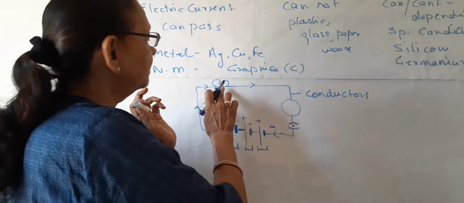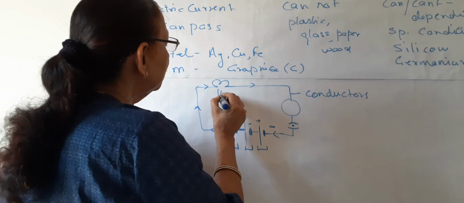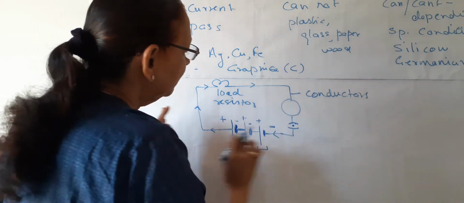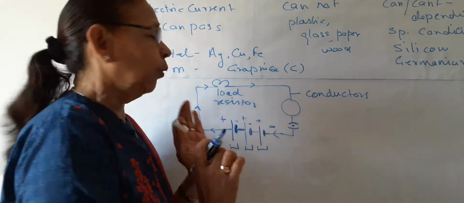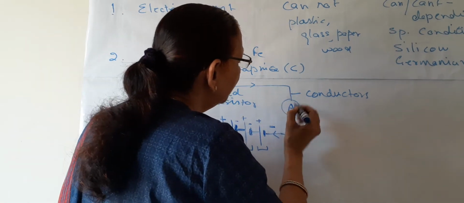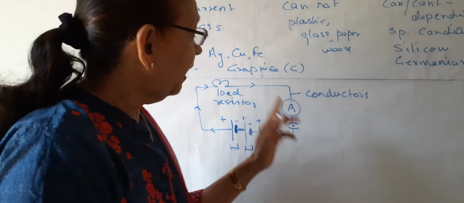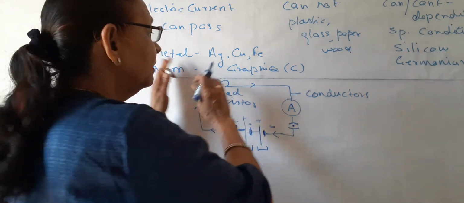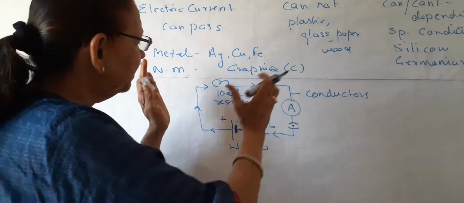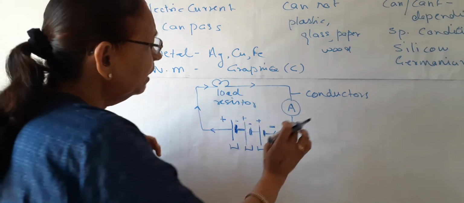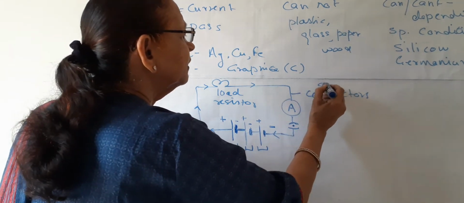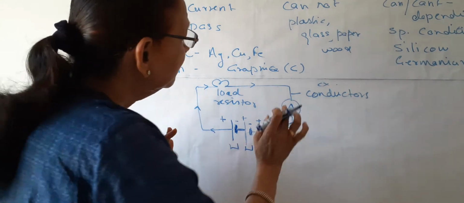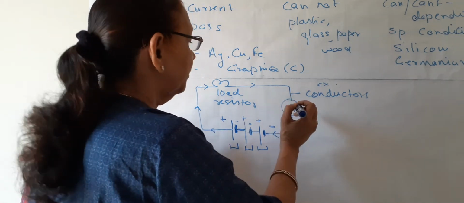What else is there? This is a bulb, or we can say load, or we can put a resistor also. So if the current is passing, then it will glow. This is an instrument known as an ammeter. The ammeter measures the current which is flowing in this circuit. This is the complete electric circuit, a very basic electric circuit. These are the conductors, the outer external conductors. This is the bulb or load or resistor. This is a battery of 3 cells. This is the ammeter, sorry, this is the ammeter.